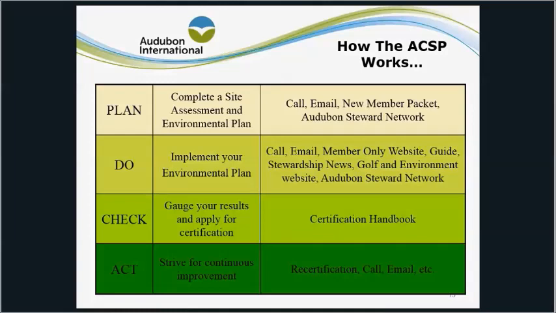So as we go into the next stage, we're going to talk about what we said in the beginning, which is plan, do, check, act. So planning is calling us, emailing us, reaching out to your steward network, doing similar, but obviously starting to implement your environmental plan. So starting to document things. Checking would be submitting your certification handbook and your individual request, to see if you're able to be certified based on what you're currently doing. And then acting is just continually striving for continuous improvement in the future through recertification.